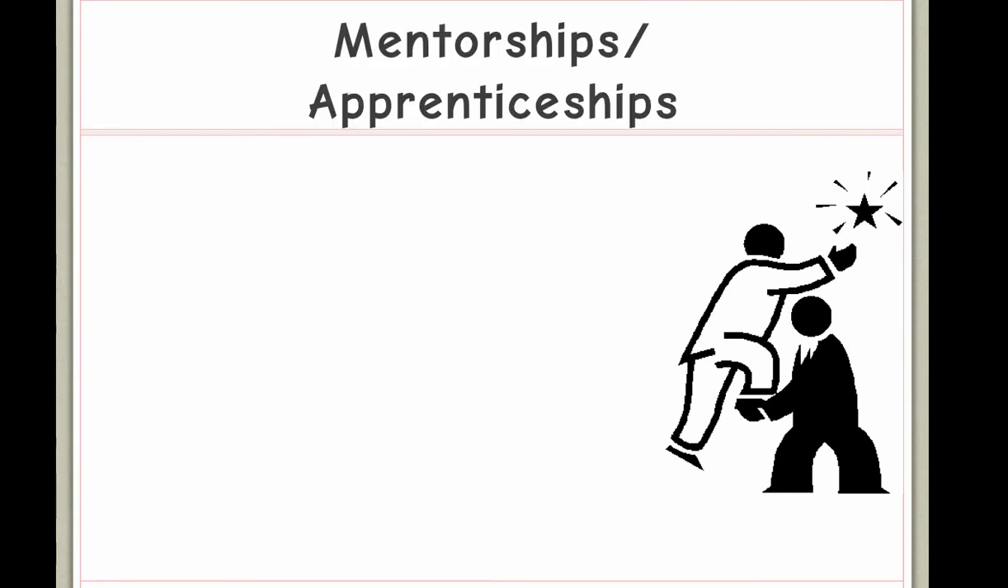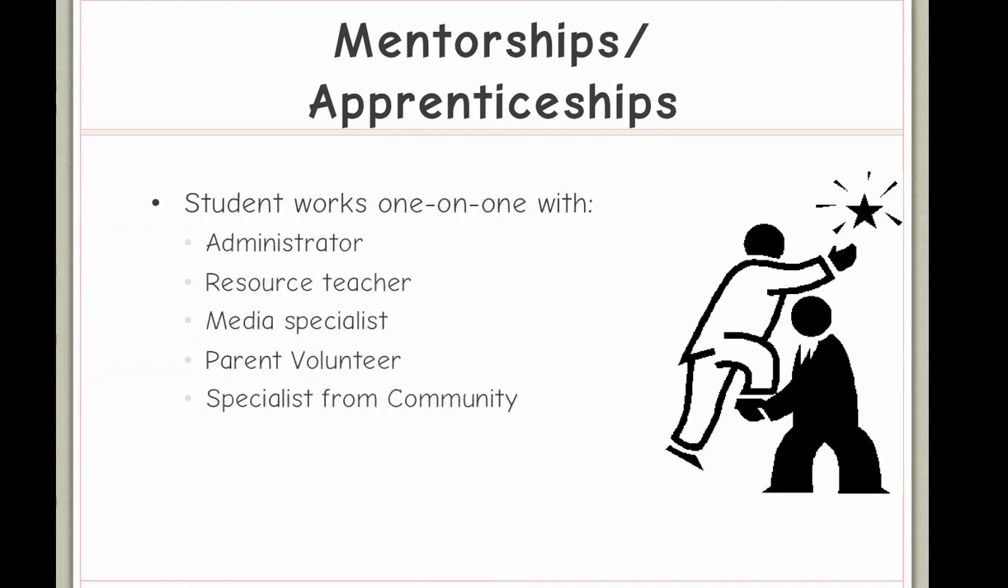Mentorships and apprenticeships are really powerful sources of learning for your students. It gives students a chance to work one-on-one. And who is that mentor? That mentor could be an administrator. It could be another teacher in the school. Very often a media specialist will work with students. It could be a parent volunteer, somebody from the community.